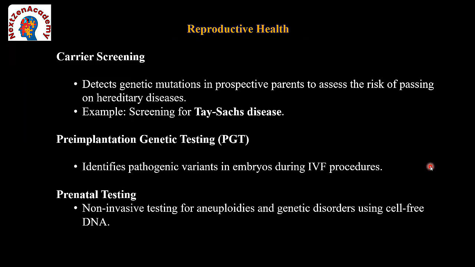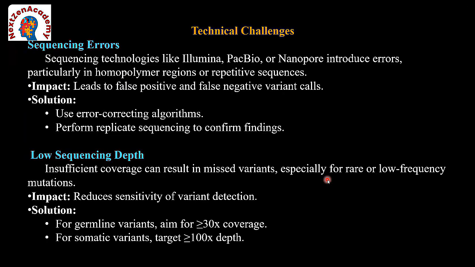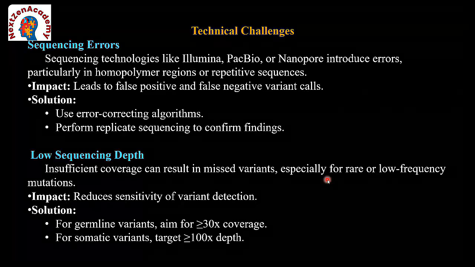So how is it applicable? As I told, it is helpful for personalized drug discovery in the form of pharmacogenomics, cancer therapy, and rare disease treatment. In disease research, it is helpful for monogenic disorders, cancer genomics, and complex diseases.